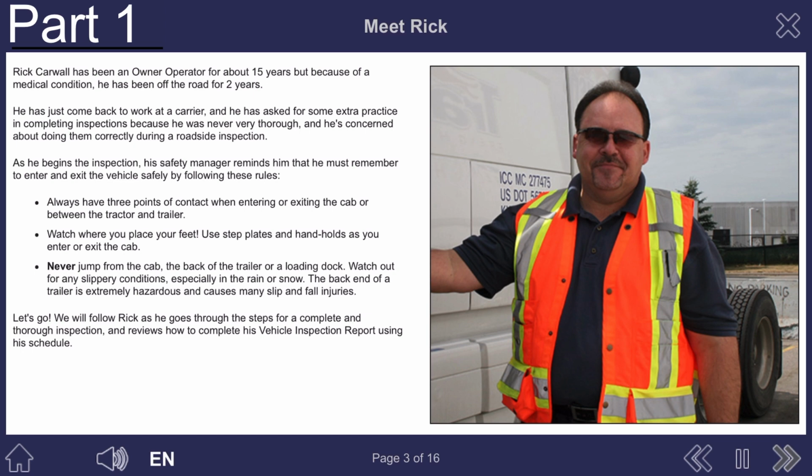As he begins the inspection, his safety manager reminds him that he must enter and exit the vehicle safely by following these rules. Always have 3 points of contact when entering or exiting the cab, or between the tractor and trailer. Watch where you place your feet. Use step plates and handholds as you enter or exit the cab. Never jump from the cab, the back of the trailer, or a loading dock. Watch out for any slippery conditions, especially in the rain or snow. The back end of a trailer is extremely hazardous and causes many slip and fall injuries.